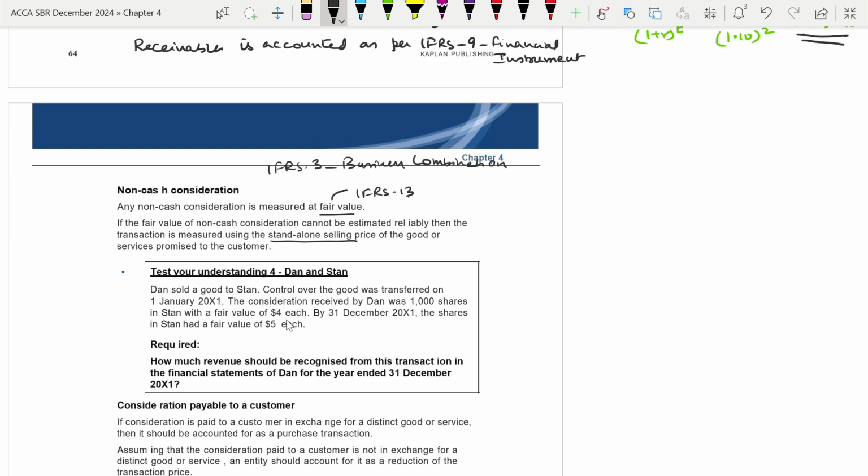Now, what is the requirement? Check how much revenue should be recognized for this transaction in the financial statements of DAN for the year ended 31st December 2000. Now, read the scenario.